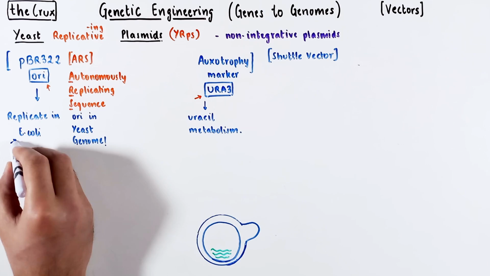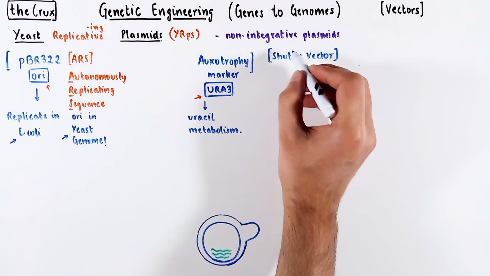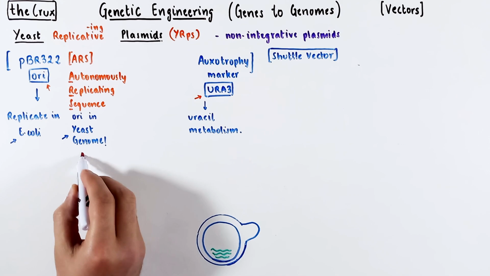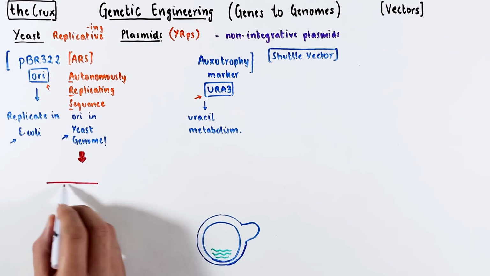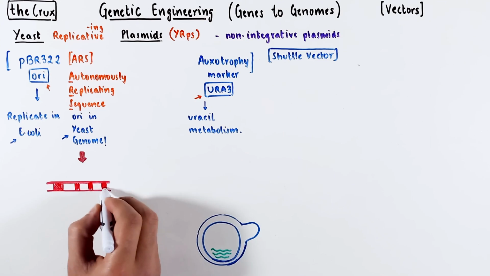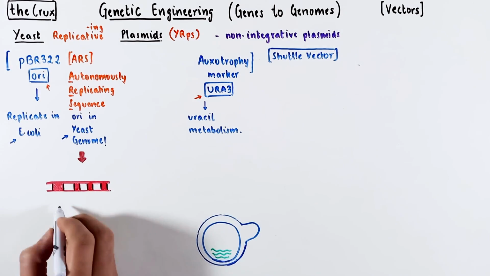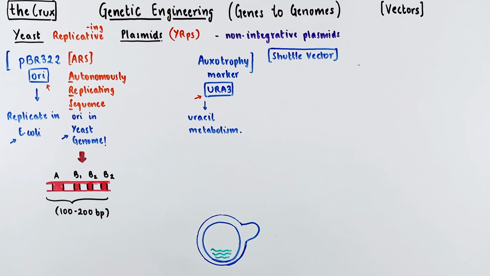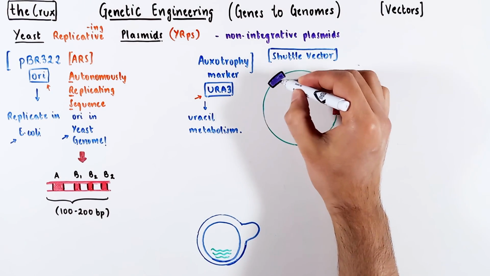Here again, you have two replication origins for two hosts, meaning that the replicative plasmids are also shuttle vectors. The yeast-derived origin has specific regions that are recognized by initiation factors to start DNA replication. I have a video linked in the description discussing these regions in much more detail. Intuitively, here's a representation of the vector.